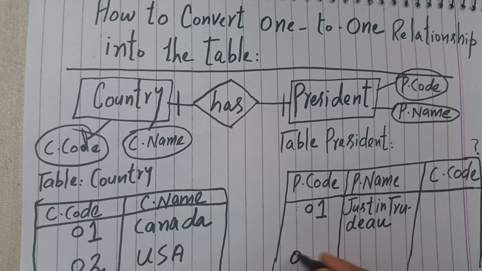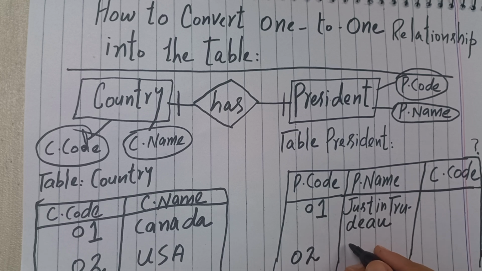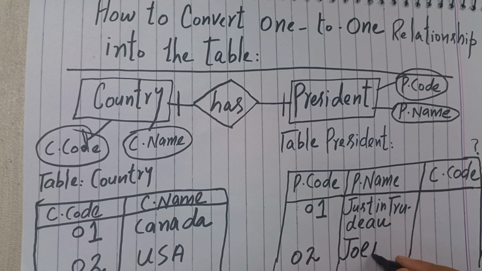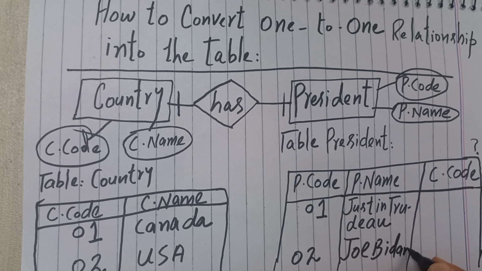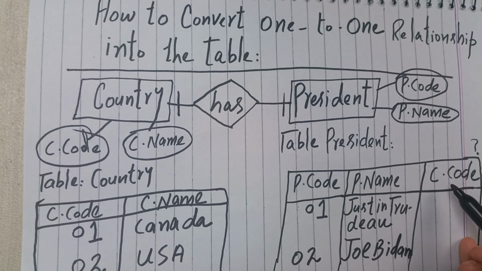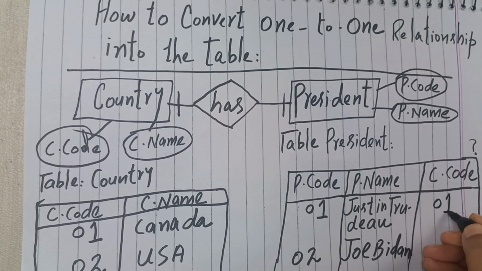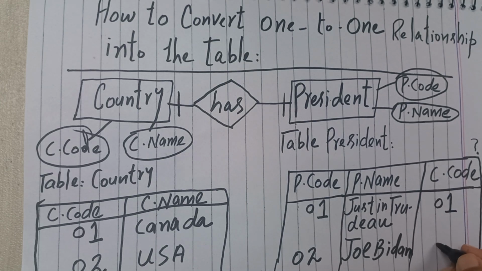And the second is Joe Biden. Now country code is 1 and country code is 2.